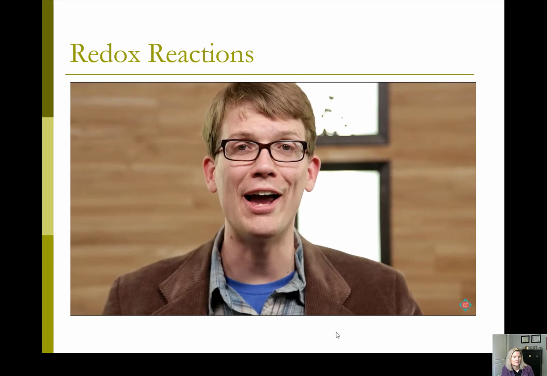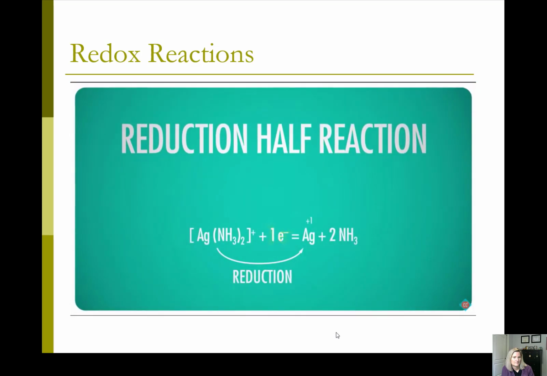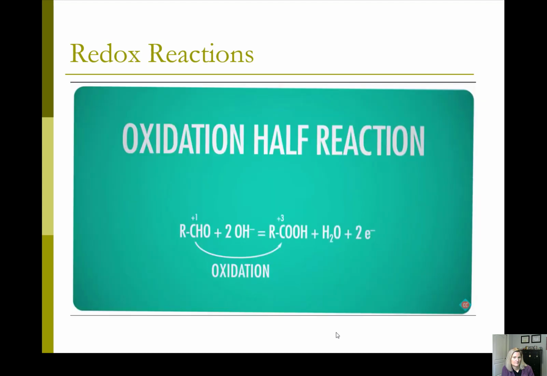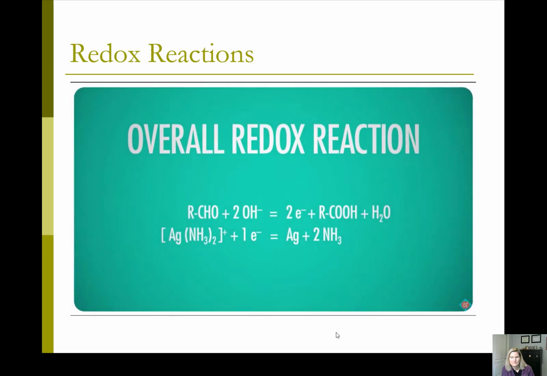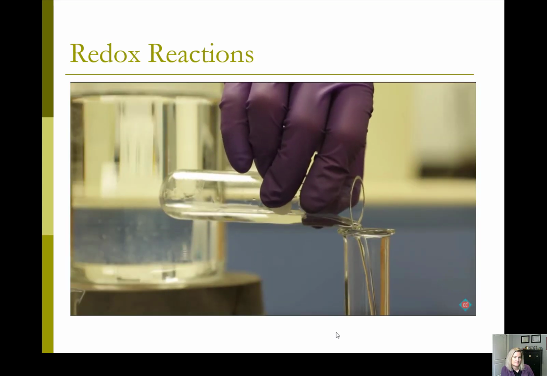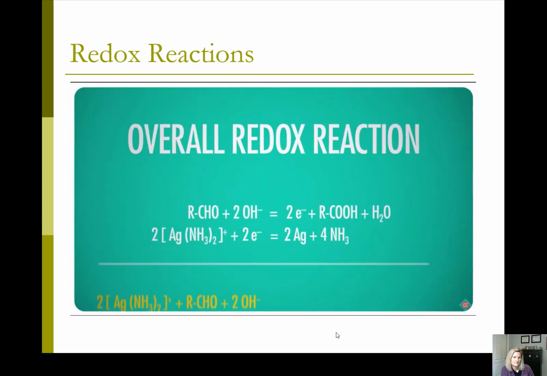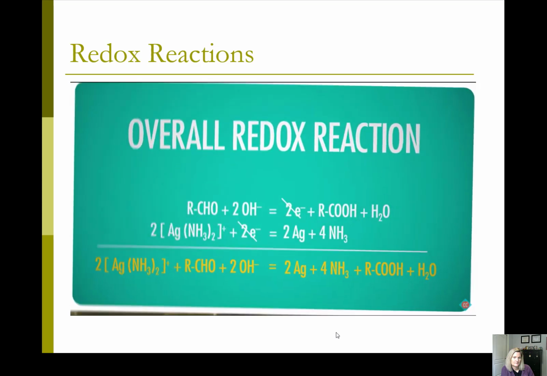Half reaction time. Silver was reduced, gaining 1 electron, forming elemental silver and ammonia from silver diamine. The aldehyde was oxidized, forming carboxylic acid and requiring 2 electrons. With the help of those electrons, we know that at the very least we have to double the reduction half of the equation entirely in order to get the right number of electrons on both sides. We do that, and oh god, that's good stuff. And we combine them together for a perfectly balanced redox equation.